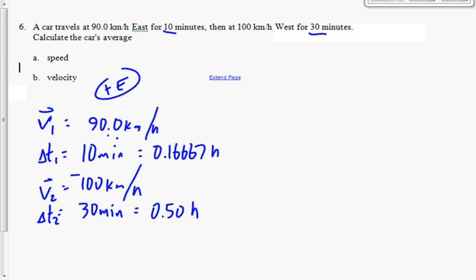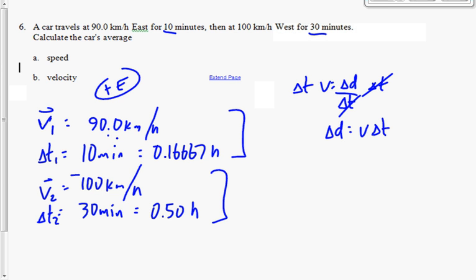Now, my problem when I'm trying to find distance over time or displacement over time is that I don't know what the distance or displacement is in either of these sections. So I've got to find it. Let's take this equation and rearrange it. The t goes up by multiplying, right? Multiply both sides by t. I get v times t equals d over t times t. T cancels on the right side. And I get d is equal to v times t. So within stage 1, let's get the displacement now.